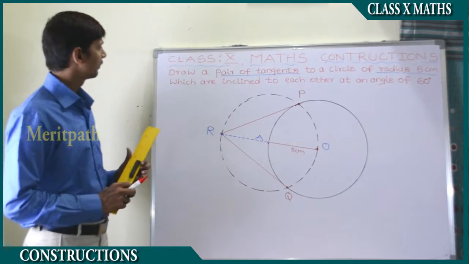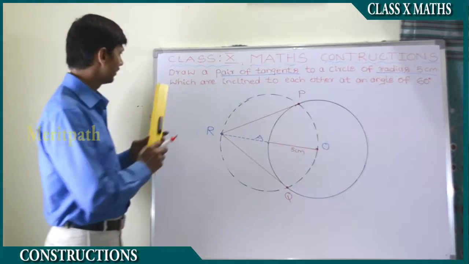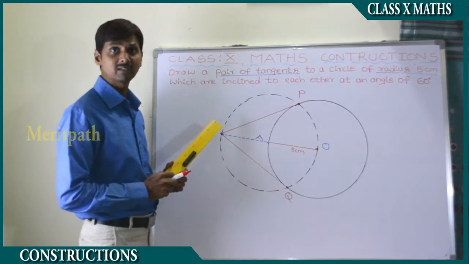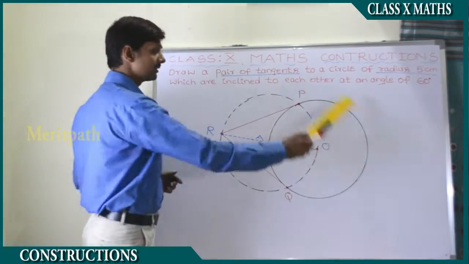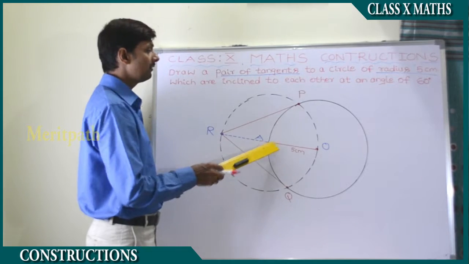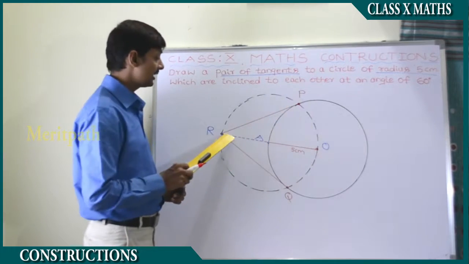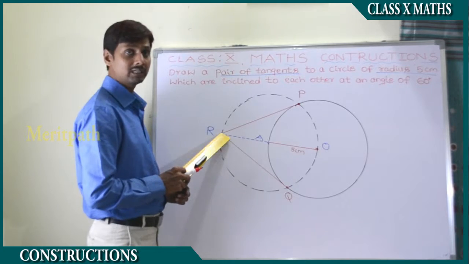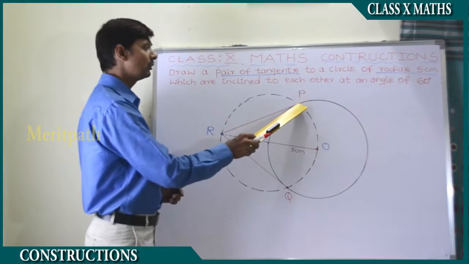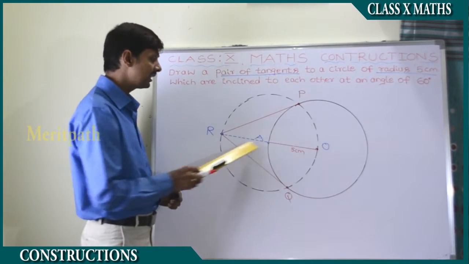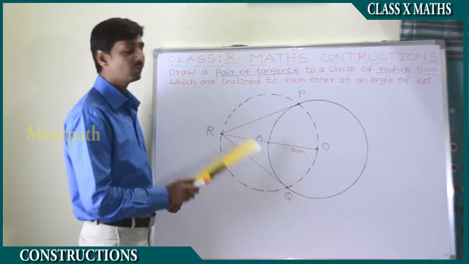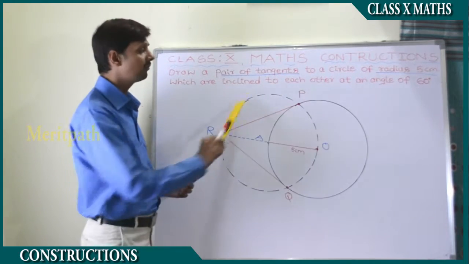Let's see here. What's the question? Draw a pair of tangents to a circle of radius 5 centimeters. We have taken a circle of 5 centimeters, and using the same radius we have drawn another circle, and we have taken an external point for it. The second circle is intersecting at 2 points. We join that external point after extension of the radius, and RP and RQ are joined. We got the two tangents for the first circle.